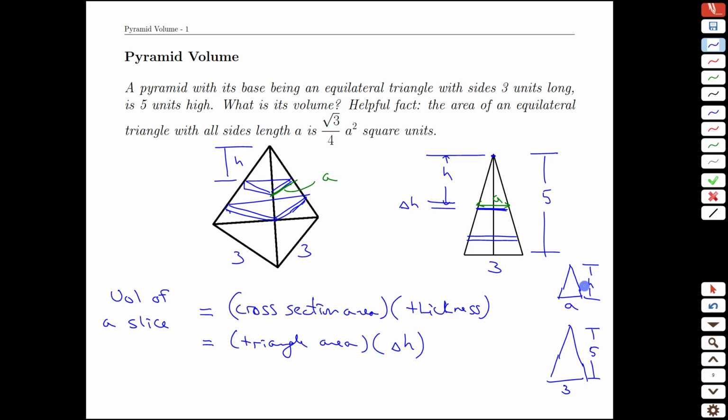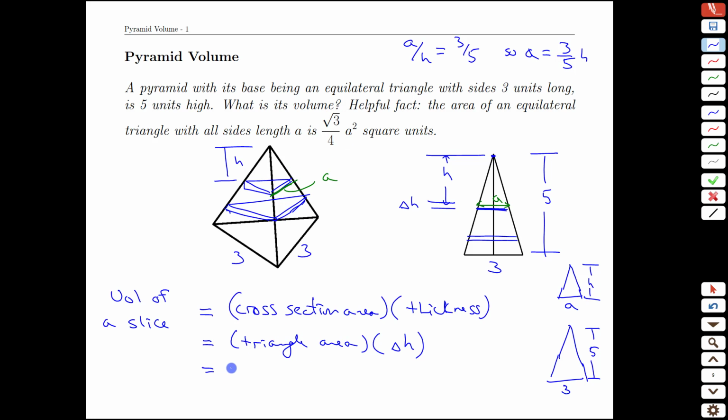That construction and the fact that these are similar triangles lets us solve for a. So a over h, we'll do this calculation up at the top here. A over h is the same as 3 over 5. So a is going to equal 3/5 of h. All right, let's fill in these steps here one by one.